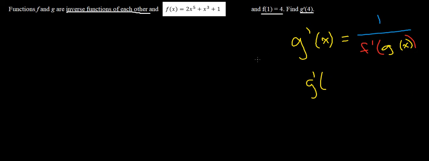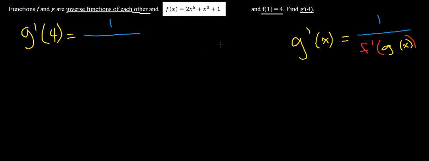I'm going to write this over here, where we can solve it. If you want to find g prime of 4, we can simply plug it into this theorem that we've developed. So g prime of 4 is going to be equal to 1 over f prime of g of 4. In order to begin, we want to know what f prime is, so let's calculate what f prime of x is specifically.